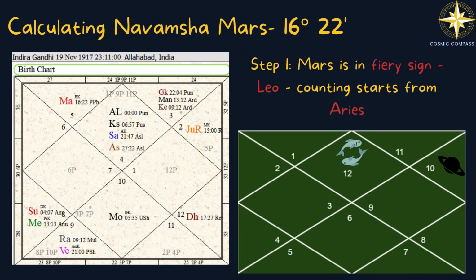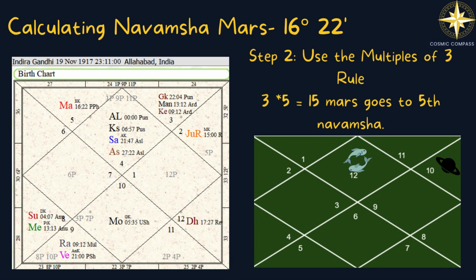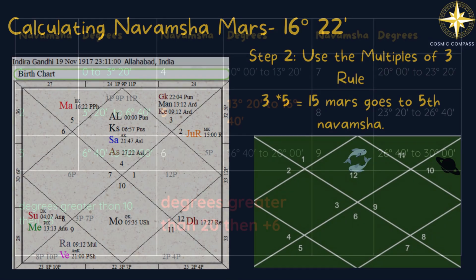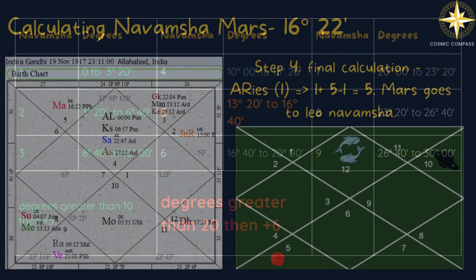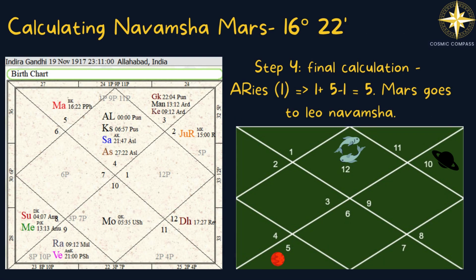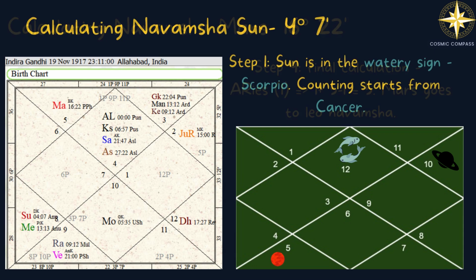Calculating Navamsha Mars, 16 degrees 22 minutes. Step 1. Mars is in fiery sign, Leo, counting starts from Aries. Step 2. Use the multiples of 3 rule. 3 times 5 equals 15. Mars goes to 5th Navamsha. Step 3. Final calculation. Subtract 1 from 5 Navamsha gives 4. Add 4 to Aries 1. Mars goes to Leo Navamsha.